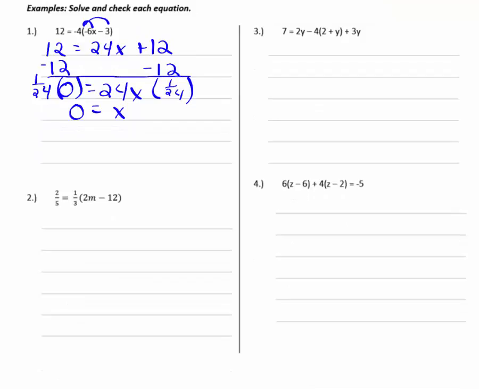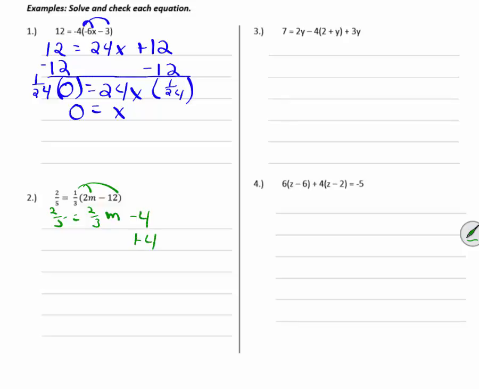So here's a problem where we have some fractions. Not a big deal, we're going to keep everything as a fraction until the end. So I need to distribute. I'm going to have 2/5 equals 1/3 times m, which is 1/3 m, oops, forgot the m, sorry. Then 1/3 times -12 is going to be -4.